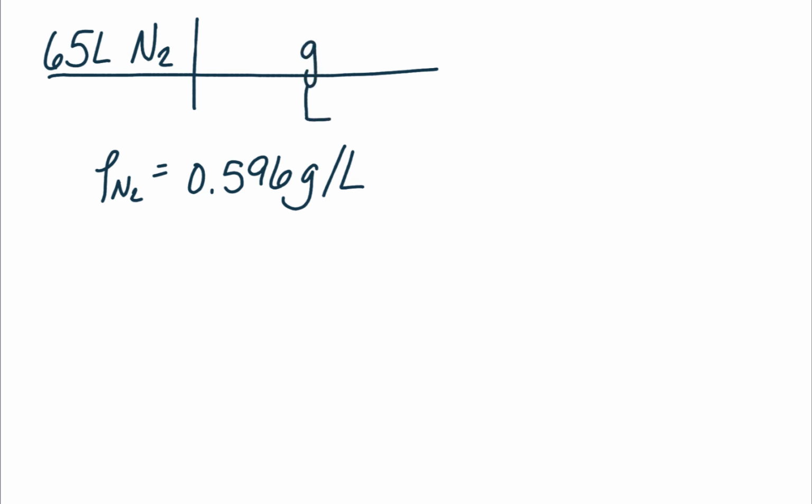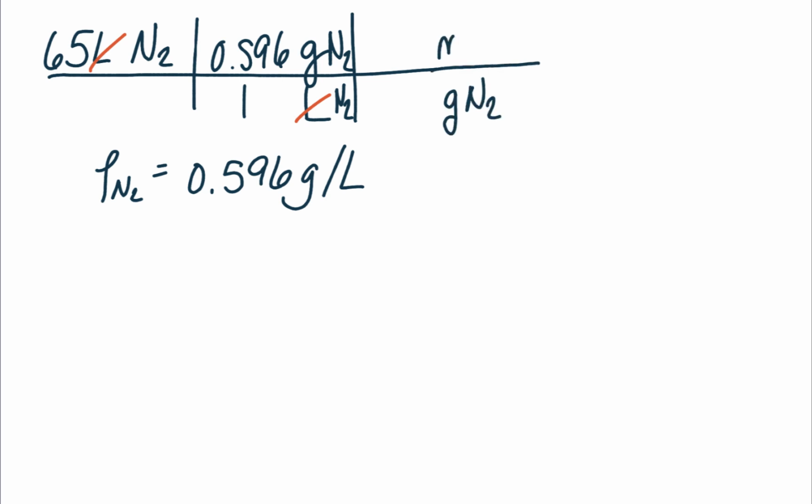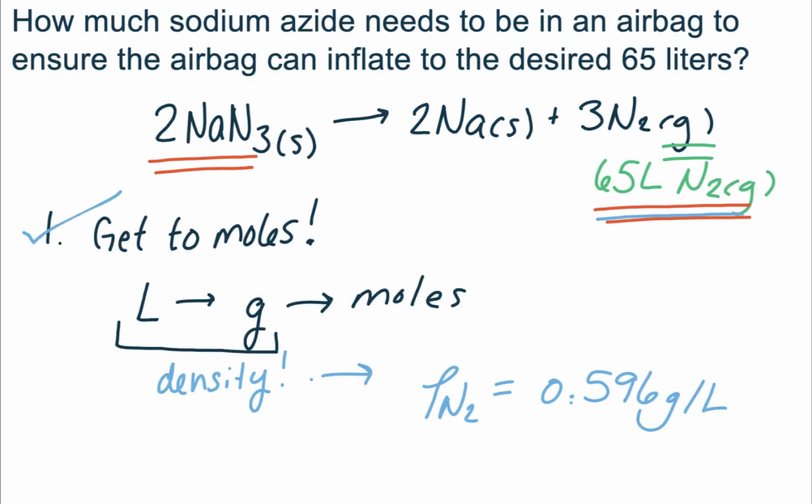So we have 65 liters of nitrogen gas, and we want to cancel out the liters, so we'll put the liters here and the grams here. That 0.596 goes with the grams per 1 liter. Now we have grams of nitrogen, so we want to cancel the grams of nitrogen here, and we want to convert to moles. That's the whole goal of the first step of stoichiometry, to convert to moles. To convert between grams and moles, we just need the molar mass. The molar mass of nitrogen, because this is diatomic, will be double what you find on the periodic table. Okay, so we completed our first step. We successfully converted to moles of nitrogen.